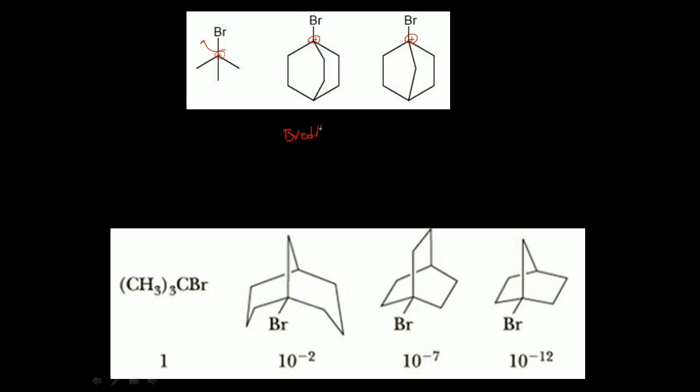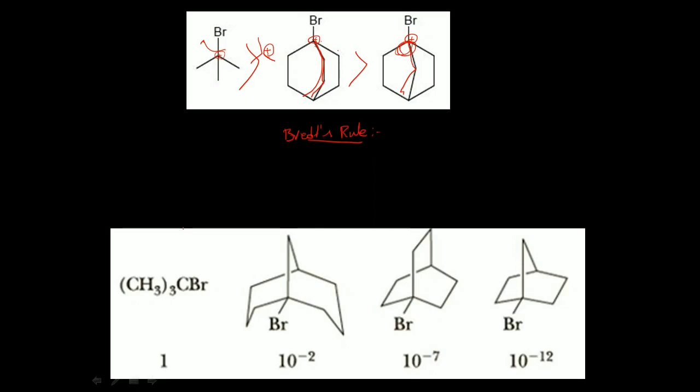Bredt's rule says that a bridgehead carbocation does not exist. That means planarity does not exist at the bridgehead atom. Carbocations are planar in shape, but here planarity cannot exist because it is a closed ring. But with increasing bridge length, we can see positive charge at the bridgehead position. Here the bridge length is just one carbon, so it is a much less stable cation than this one. So this is the reactivity order.